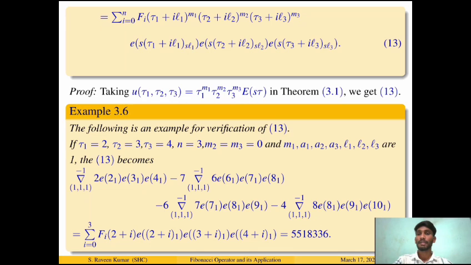Example 3.6, the following example for verification of equation 13. If tau 1 is equal to 2, tau 2 is equal to 3, tau 3 is equal to 4, n equal to 3, m equal to 0, and m1, a1, a2, a3, l1, l2, l3 are 1, then equation 13 becomes, and the final solution is 5518336.